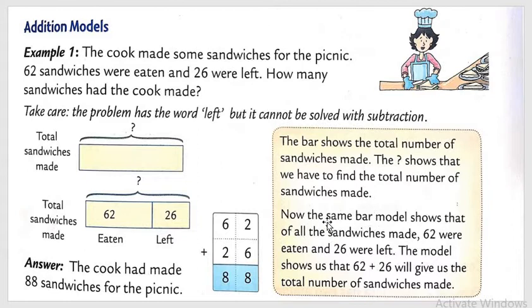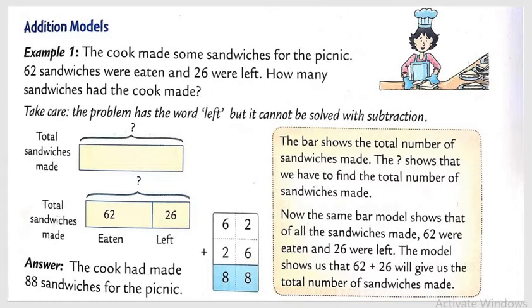Now the same bar model shows that of all the sandwiches made, 62 were eaten and 26 were left. The model shows us that 62 plus 26 will give us the total number of sandwiches made. Understood? This is basic information for this sum. We have no need to write all this information. We have to write only this example in your book. Got my point all students?